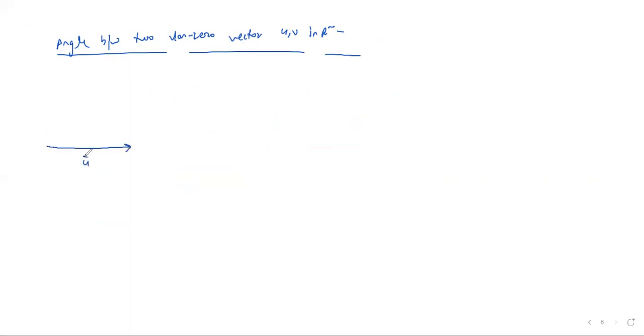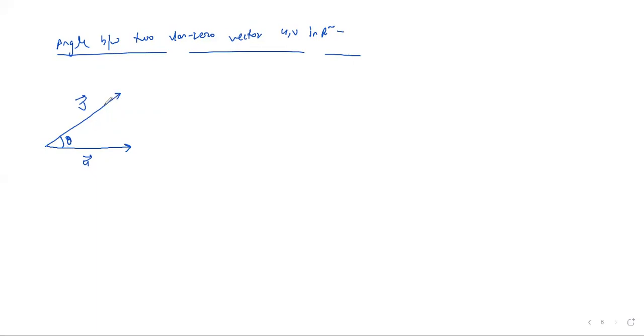Angle between two non-zero vectors u, v in R to the power n. So when we talk about the angle, okay, how do we do this? So let's say this is my vector u and this is my vector v, and this is the angle made by these vectors, which is theta. Okay, now I want to find out that angle, what is the angle made by these vectors. So how do we do this?